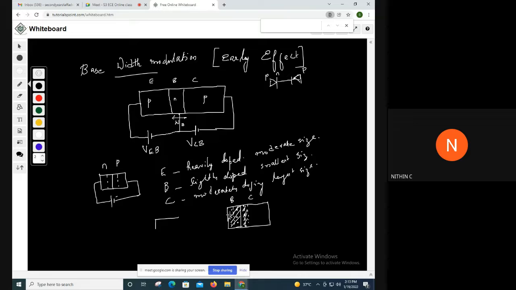Is that statement clear? Depletion region width will increase to the side which is lightly doped. Is the statement clear or no?